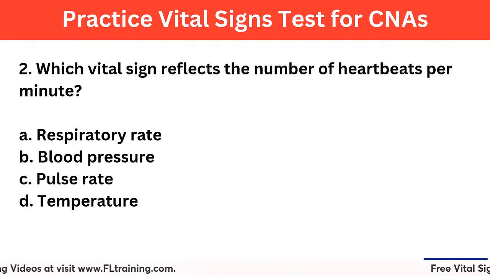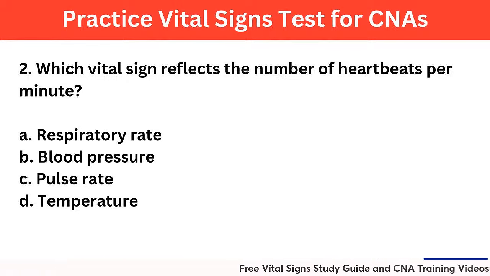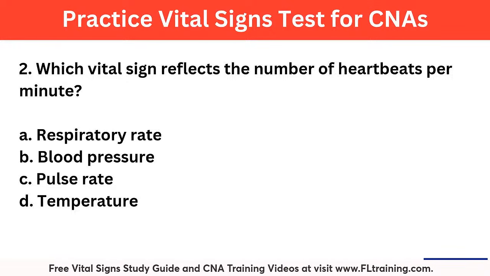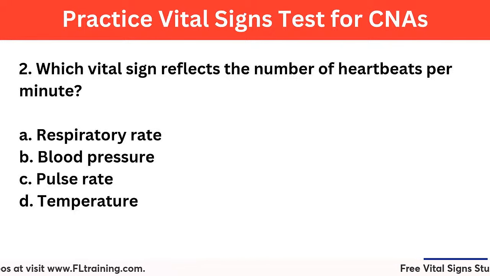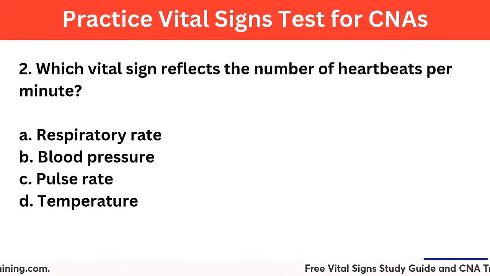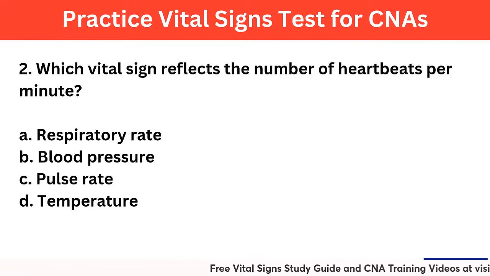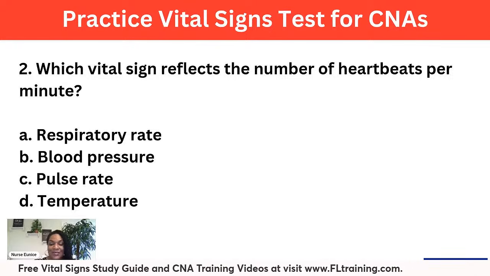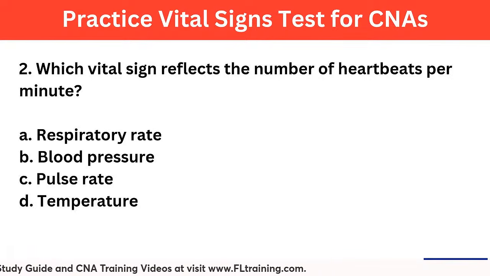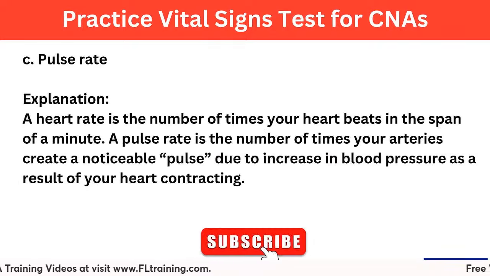Question 2, which vital sign reflects the number of heartbeats per minute? Is it A, respiratory rate, B, blood pressure, C, pulse rate, or D, temperature? I am so proud of you all. Yes, so if you selected C, pulse rate, you have the correct response.